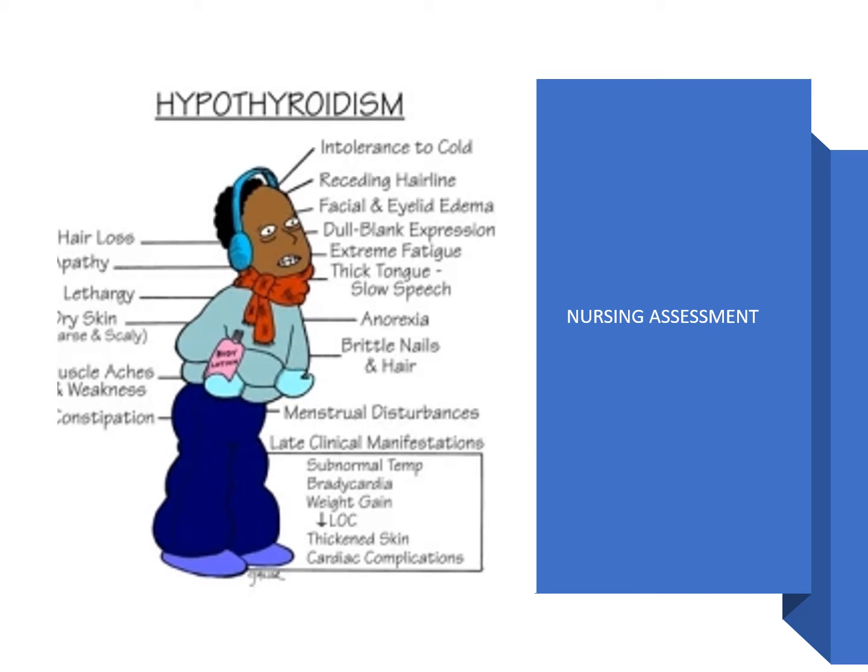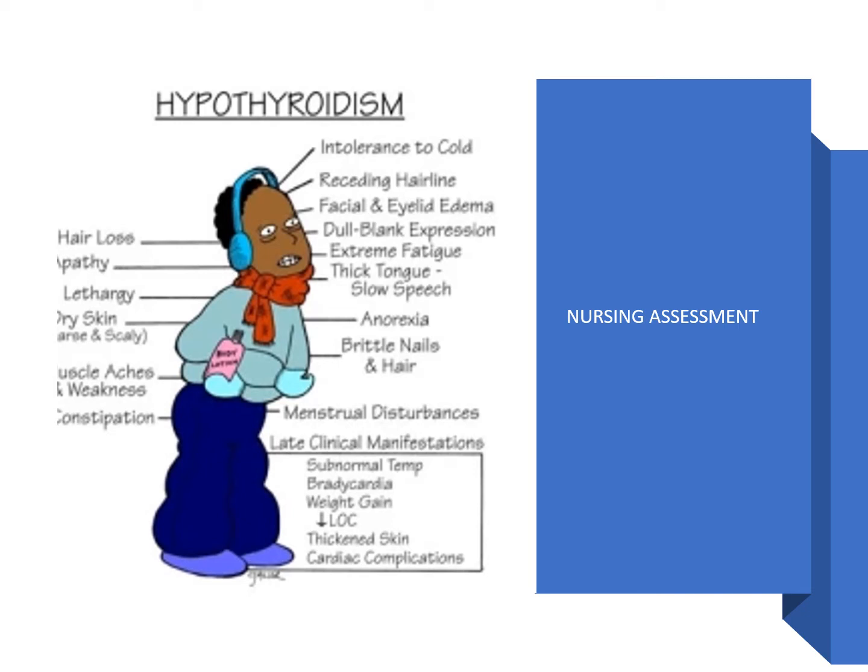They may have a receding hairline, hair loss, facial and eyelid edema, a dark blank expression, extreme fatigue and apathy, lethargy, thick tongue, which is going to cause slow speech, dry skin, and it's coarse and scaly, anorexia, brittle nails and hair, muscle aches and weakness, constipation, menstrual disturbances, and late clinical manifestation.